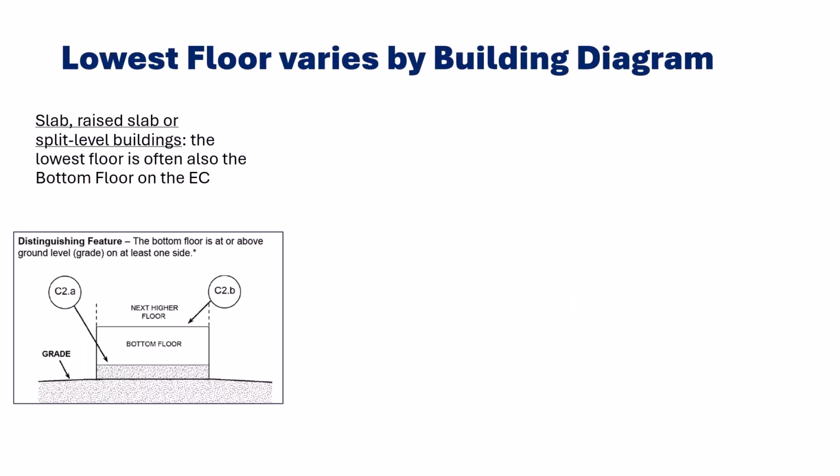The lowest floor, however, varies by building diagram, among other factors. While the bottom floor is always the one with the lowest elevation and does not change, the building's bottom floor is not necessarily also the lowest floor.